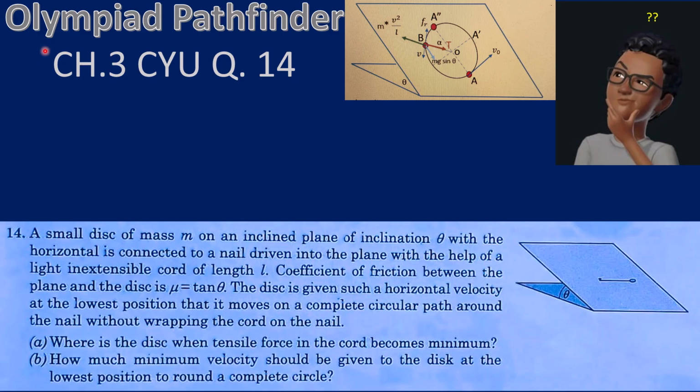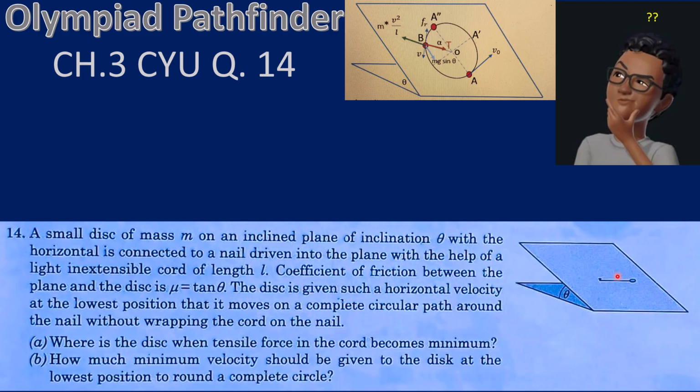This question is from Olympiad Pathfinder, Chapter 3, Check Your Understanding, question number 14. The question is, a small disk of mass m on an inclined plane of inclination theta with the horizontal is connected to a nail driven into the plane with the help of a light inextensible cord of length L. So this is the disk, this is the thread, here is the nail, and this plane is inclined at theta from the horizontal.